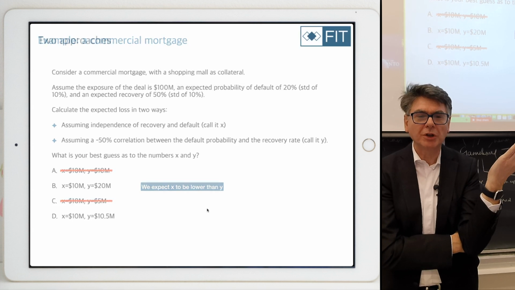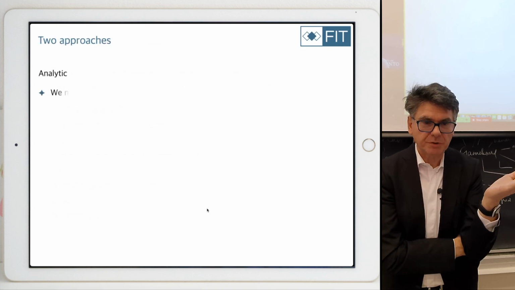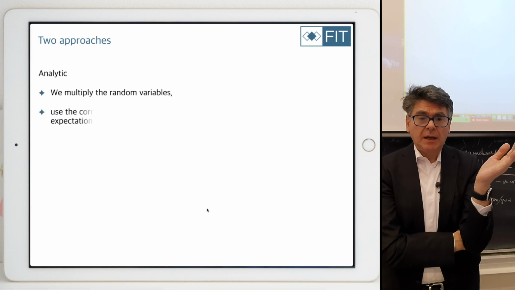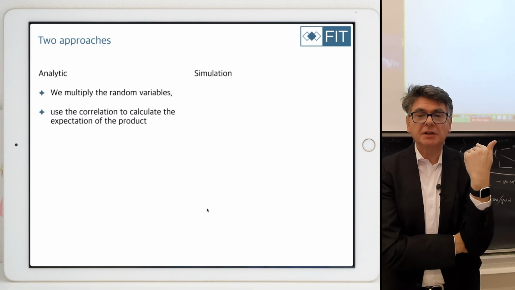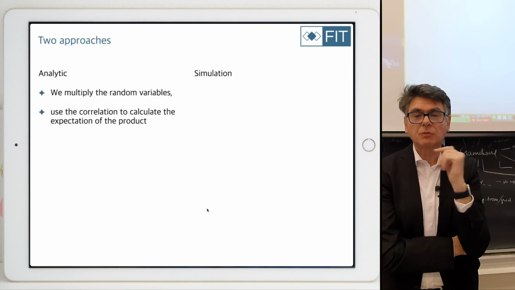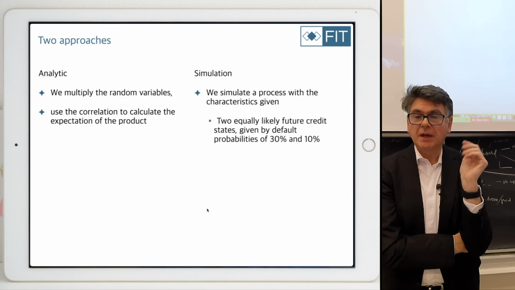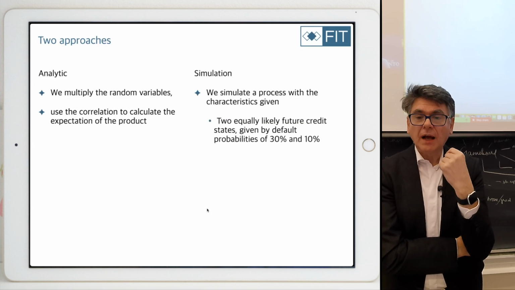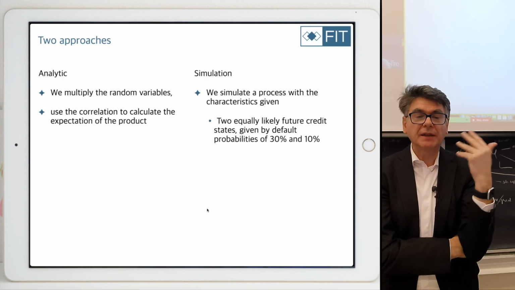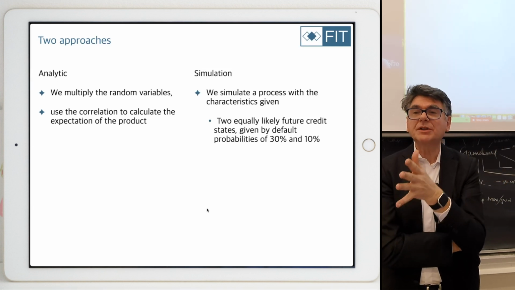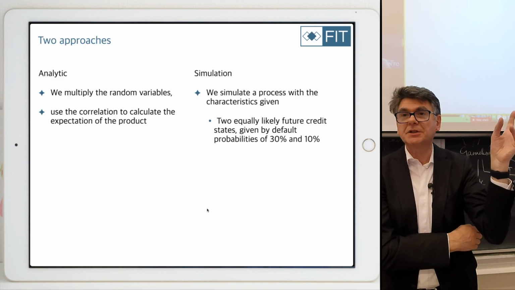Okay, so let's start to model this. I'm going to give you a very simple approach. We multiply the random variables, we use the correlation to calculate the expectation of the product, and that's one way. The other is the simulation approach. We simulate a process with the characteristics given. I'm going to follow the simulation approach. It's more intuitive than the analytic approach. Once you understand the simulation approach, then you can go to the analytic and you can do wonders and generalize.